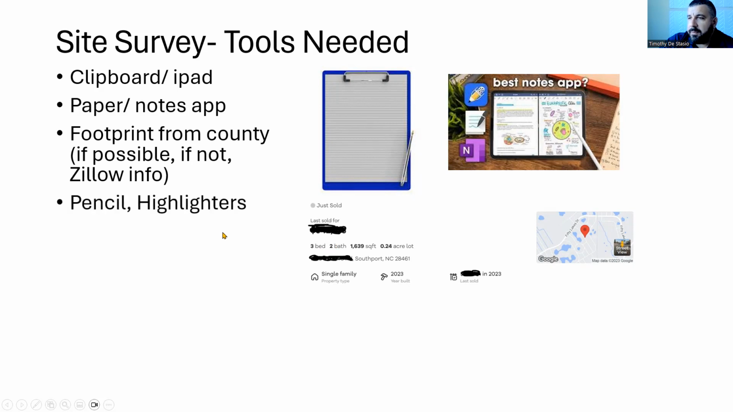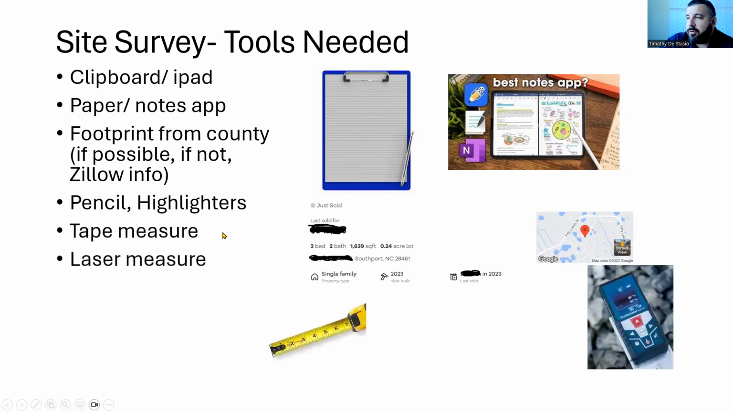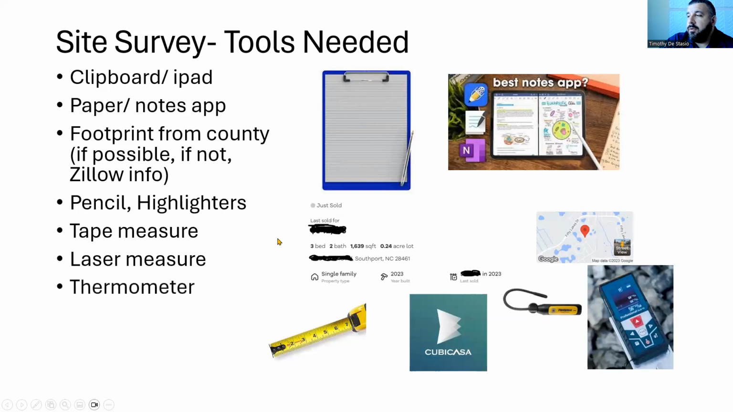And also bring things like pencil or highlighters if you're doing it by hand, tape measure or a laser measure. But I tell you, a great app that is now available is Cubicasa, which allows you to take your cell phone, scan the walls, the interior of the house, and it gives you what looks like a professional architectural footprint, room layout of the house. And then you can upload that into Quick Model and go from there. So that's a really great tool.